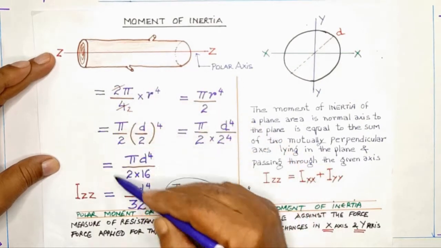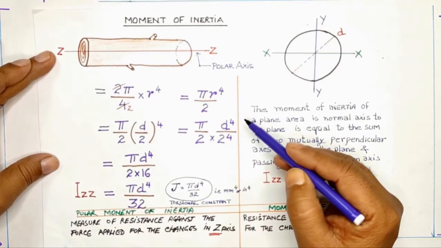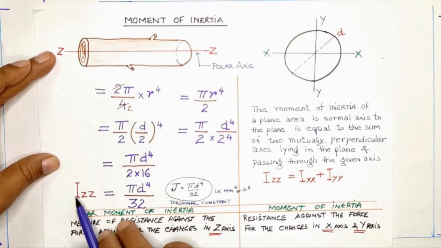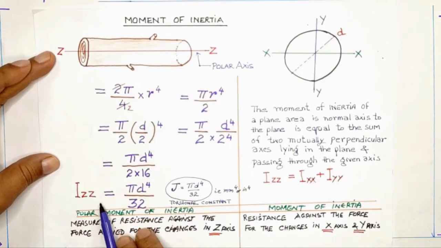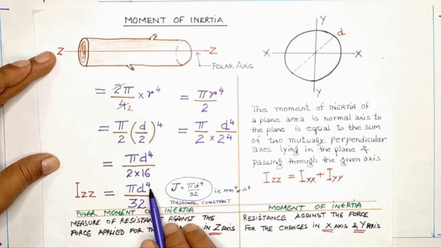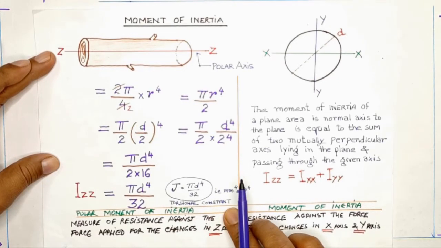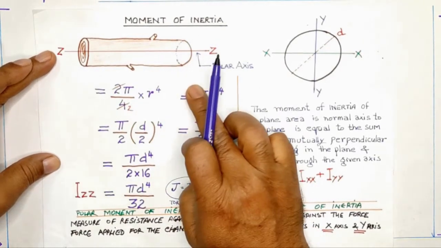In many books this calculation of the moment of inertia has been given. Ultimately we get the diagram IZZ. This IZZ is pi d to the power 4 divided by 32. We also call it the torsional constant. So this is the polar moment of inertia.